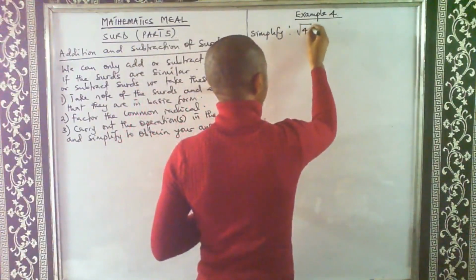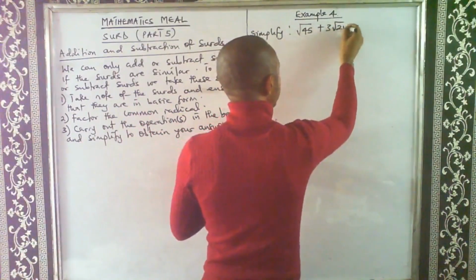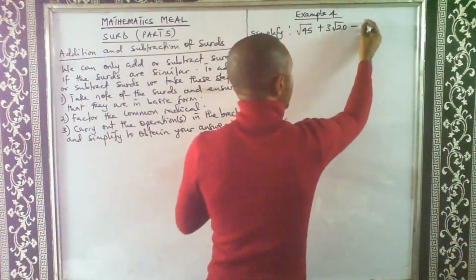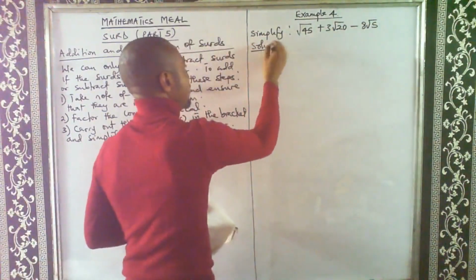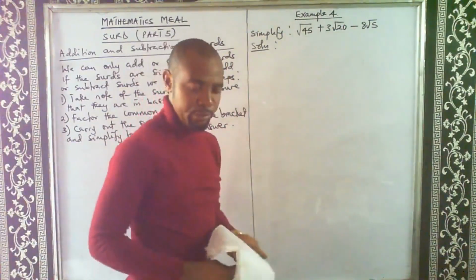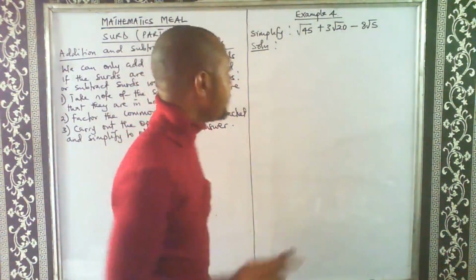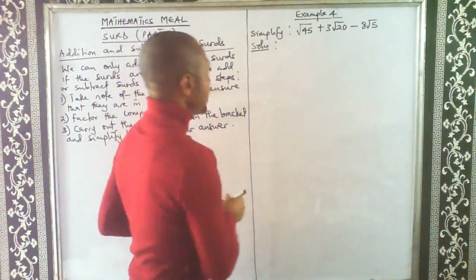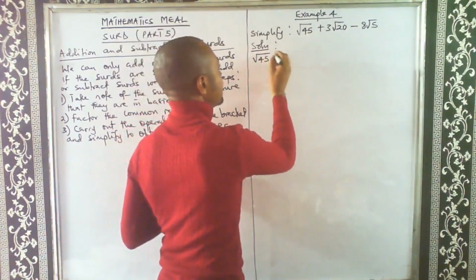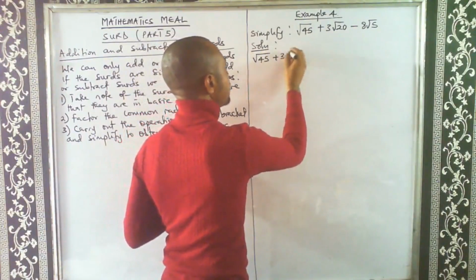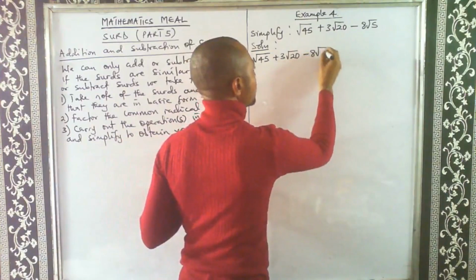Square root of 45 plus 3 root 20 minus 8 root 5. Wow. So, something is happening now. Okay, we take note. Square root of 45 plus 3 root 20 minus 8 root 5.